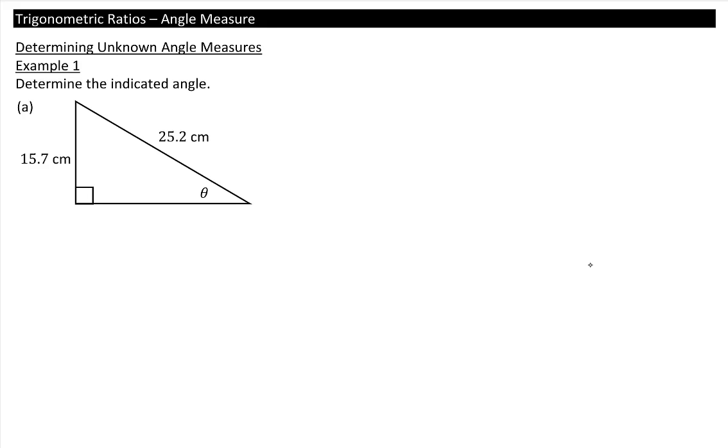Next, we're going to review how to use trigonometric ratios to solve for an angle. Example 1. Determine the indicated angle. When solving problems, the first thing we should do is label our diagram, state an equation, and then solve. So let's start by labeling. Let's call this side A, side B, and side C. What we know is side C, and we also know side A.